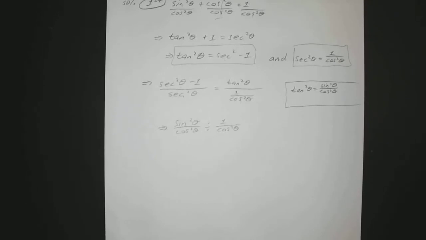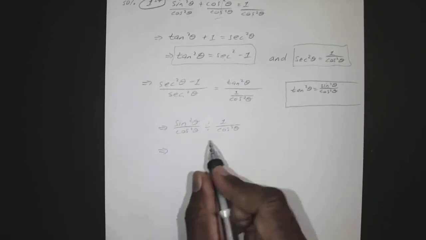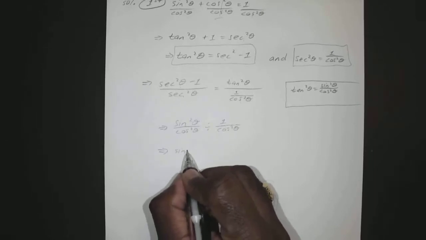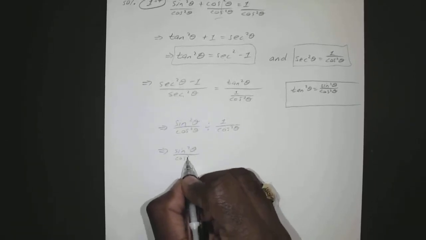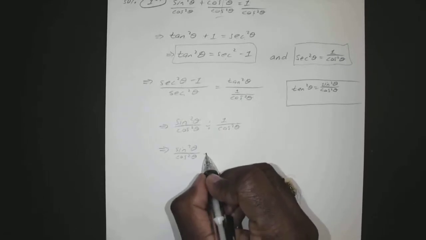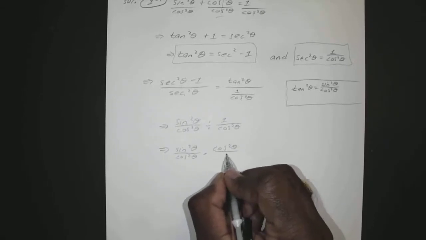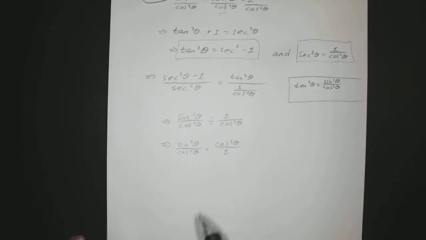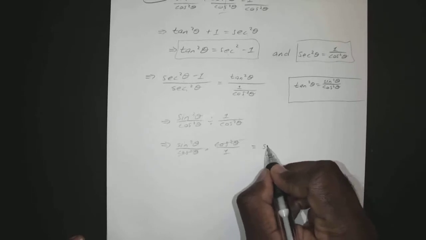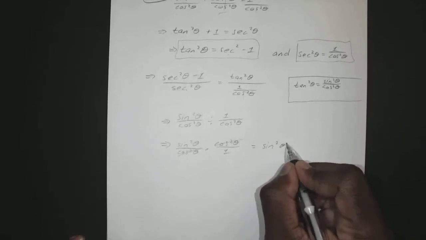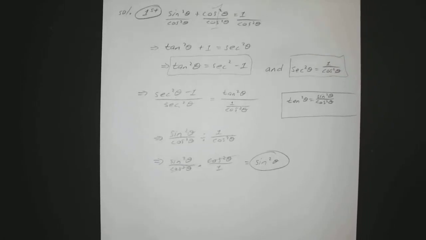Then you go back to your rules for dividing fractions. You write down your first fraction, your division changes to multiplication, then you flip your second fraction. Now your cosine squared cancels out, so you end up with sine squared of theta. Any questions on that one?